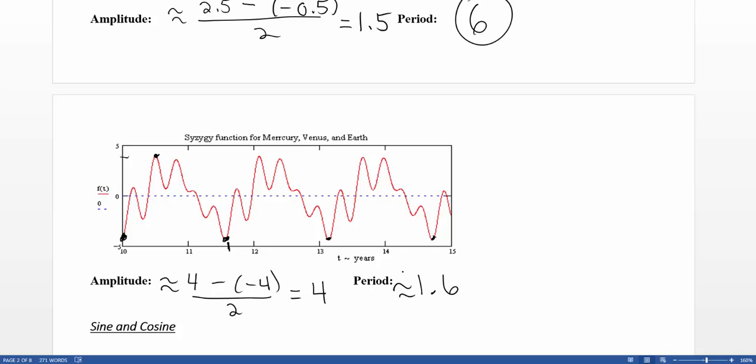So let's go ahead and look at the functions that we're going to be studying for this semester. There's 2 functions that are periodic in nature that we're going to spend a lot of time talking about to model the things that we're interested in. And these functions are the sine and cosine functions.